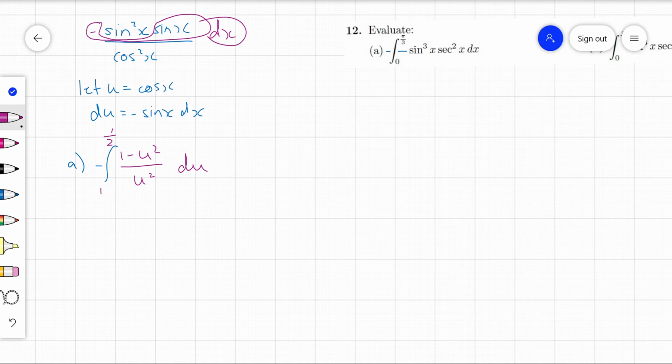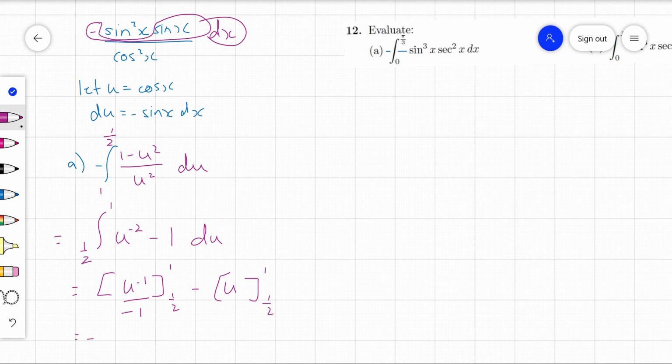There we go. So again, if you don't want to worry about that minus out the front, you could always swap the limits to a half to 1, and then if I just spread this out, it's a top heavy one, so 1 divided by u squared minus 1 du. So add 1 to the power, divide by that power. Sorry. All right, and integrate 1. All right, so here I've got a minus.